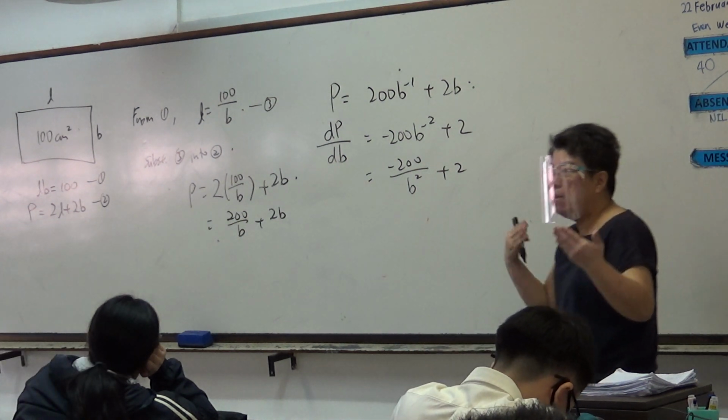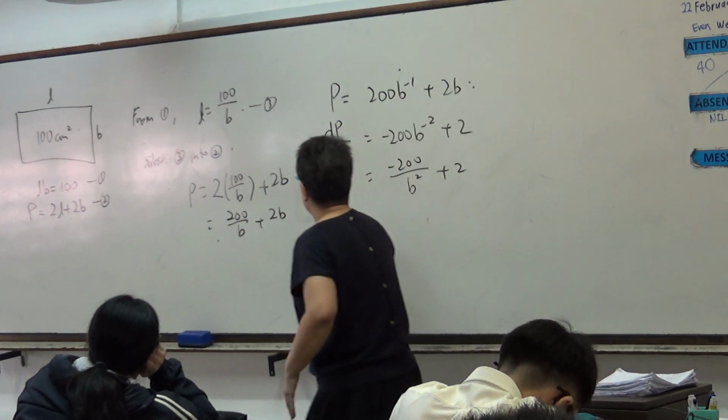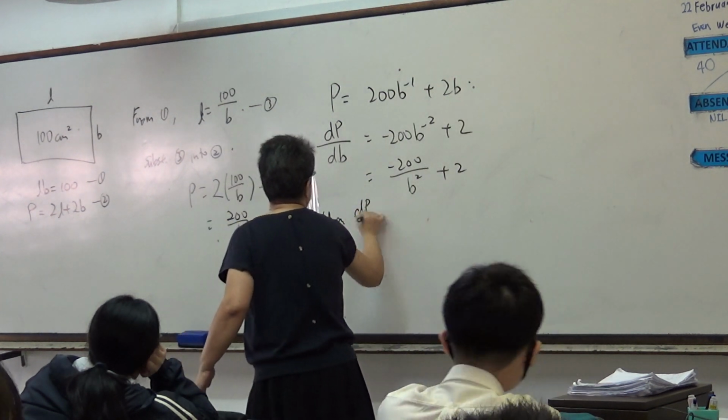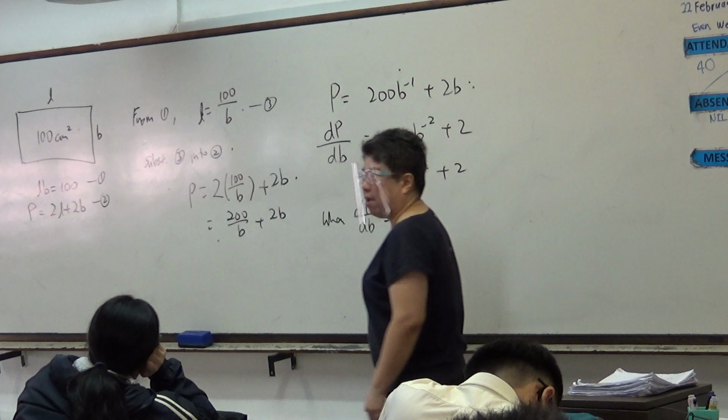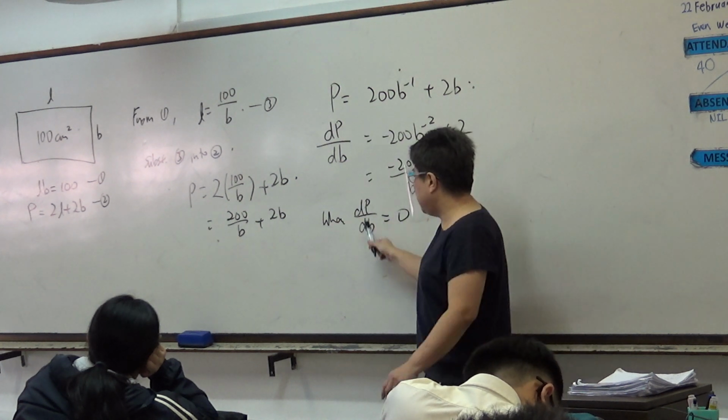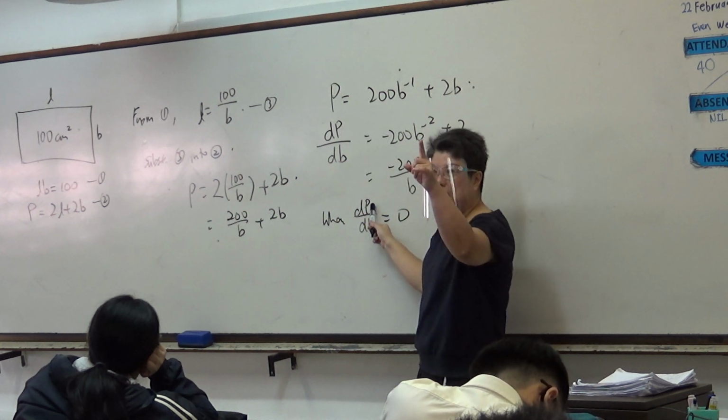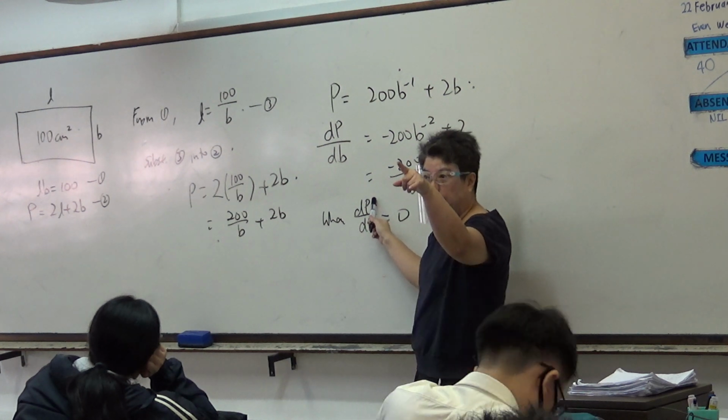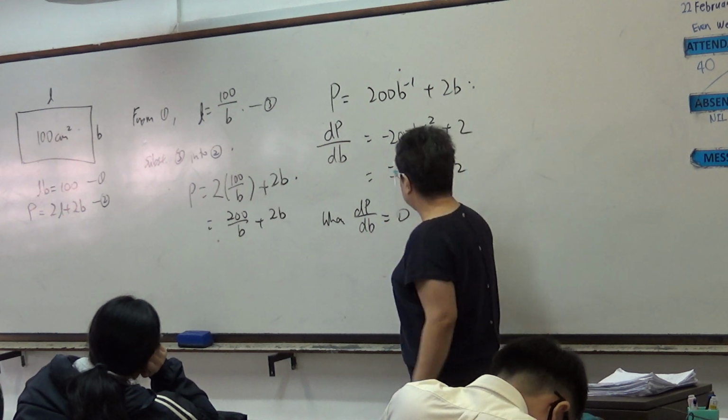Now, I haven't said minimum yet. For it to be stationary is when what? dP/dB is 0, right? Now, I repeat. When dP/dB is 0 means P is either maximum or minimum. Agree. We have not tested.